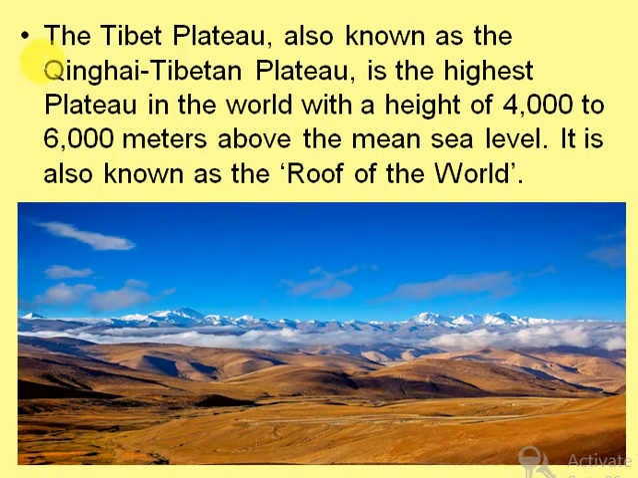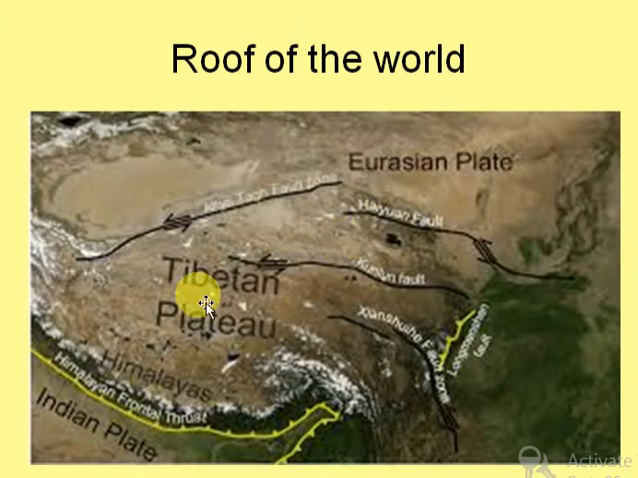So some facts about the Tibetan Plateau. The Tibetan Plateau, also known as the Qinghai-Tibetan Plateau, is the highest plateau in the world, with a height of 4,000 to 6,000 meters above mean sea level. It is also known as the roof of the world. As it is at the top of the mountains, the Great Himalayas, it is known as the roof of the world. This is the Himalayas, and here you have the Tibetan Plateau.